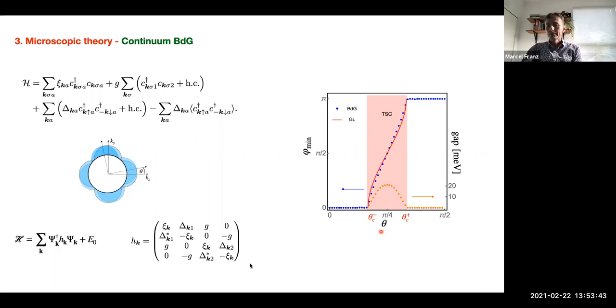Now, what this microscopic theory allows us to do is also to extract this minimum gap. As I mentioned, this state is fully gapped, and so I can extract that as a minimum excitation value, and these orange dots represent that. In this simple model, this minimum gap can be quite large. It reaches 20 meV at this 45-degree angle, and this is a healthy fraction of the full gap in BSCCO, which is roughly 45 meV, and that's an input into the theory.